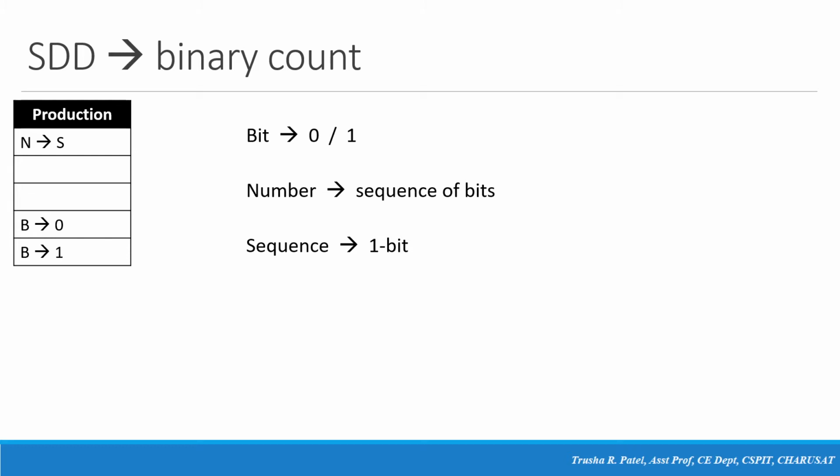And a sequence can be a single bit, so S gives B, or at the end of this sequence I will attach one more bit, which will increase the length of my sequence. So I will also have one production, that is S gives SB. So at the end of the bit sequence, if I add a bit, that will again form a new sequence. So my productions are: number gives sequence, sequence gives sequence followed by bit, or sequence gives bit, then bit gives 0 and bit gives 1.